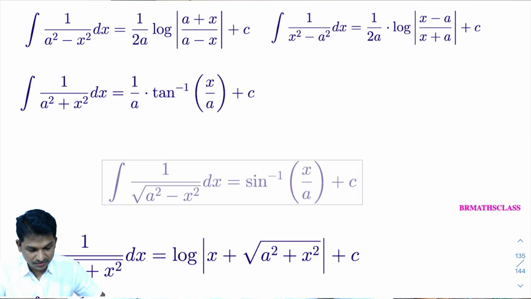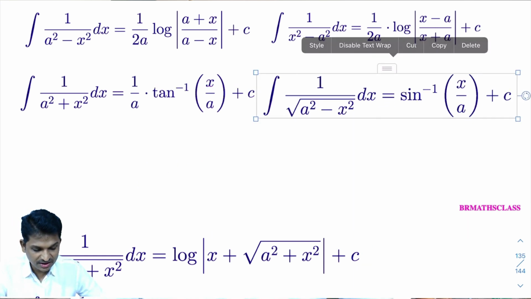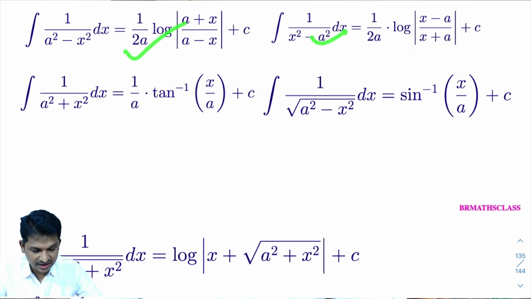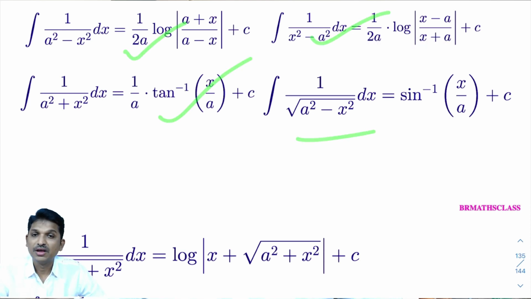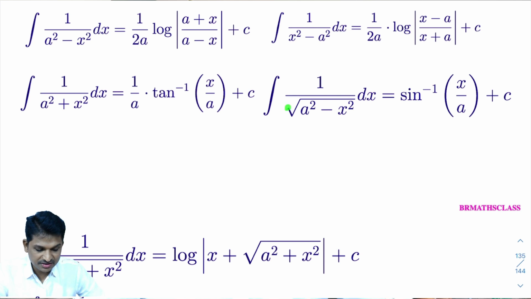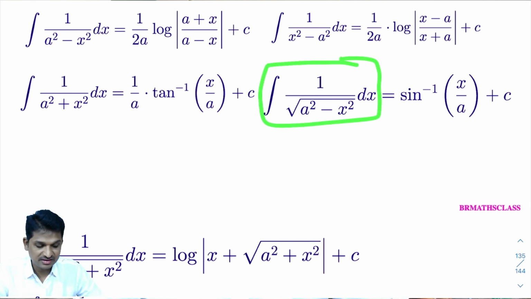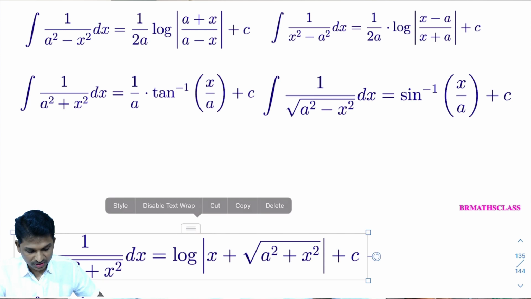Now you observe this one, the fourth one. What is the difference between the first three and this one? You observe in the denominator square root is there. So integral of 1 divided by root over a square minus x square dx is sine inverse of x by a plus c. Okay, and four things are over.